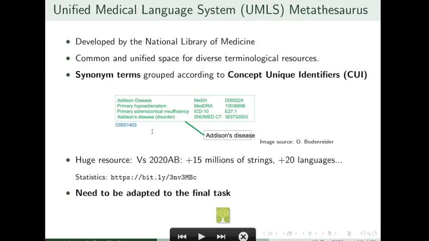The UMLS is huge, covers many languages. I invite you to click on the link to see the statistics. And this large volume makes it difficult to use it as it is. We need to adapt it for the final task.